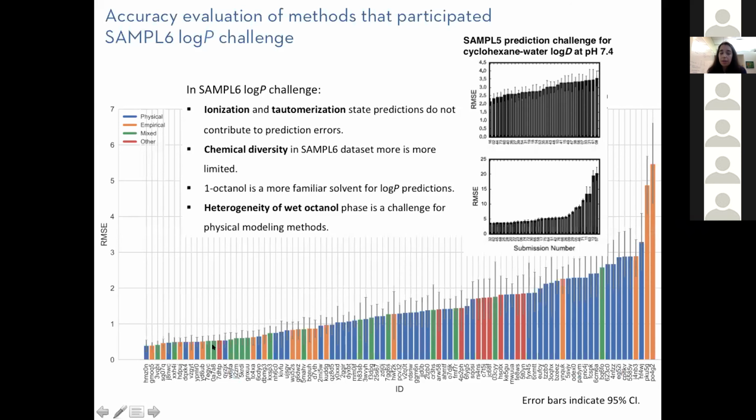But some points to compare SAMPL5 to SAMPL6: in the SAMPL6 logP challenge, we removed ionization and tautomerization state problems. They do not contribute to prediction errors. Ionization is removed because it's a partition coefficient, and tautomerization is removed because we looked at the structures and we don't expect tautomerization effects in this set. The chemical diversity of the SAMPL6 dataset is more limited. Octanol is a more familiar solvent for partition coefficient predictions with lots of experimental data available. That's another contributing factor. On the negative side, heterogeneity of the wet octanol phase is a bigger challenge for physical modeling methods.